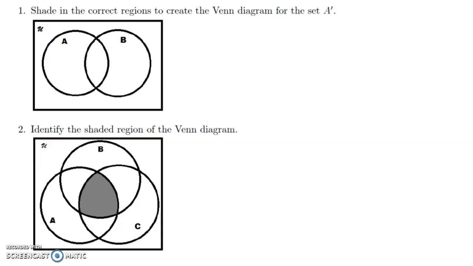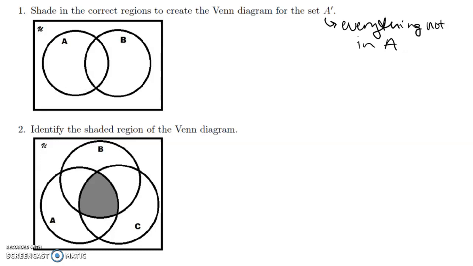So you have to remember that notation for a complement. The rule for a complement says that this is everything not in A. So basically, everything in A would be inside of this circle here, so we want everything outside of that circle.